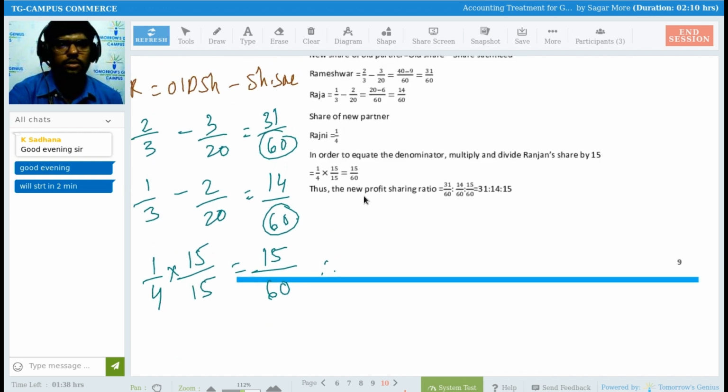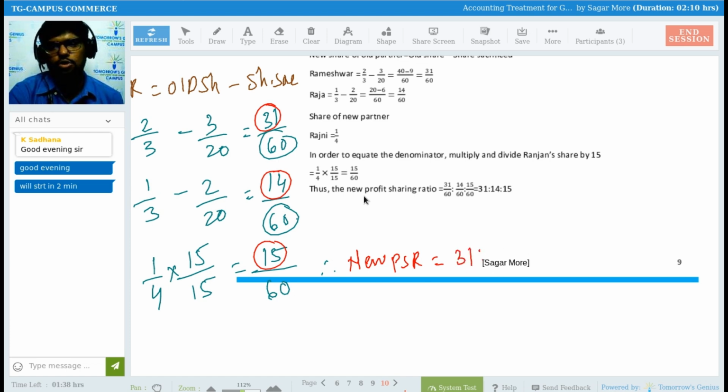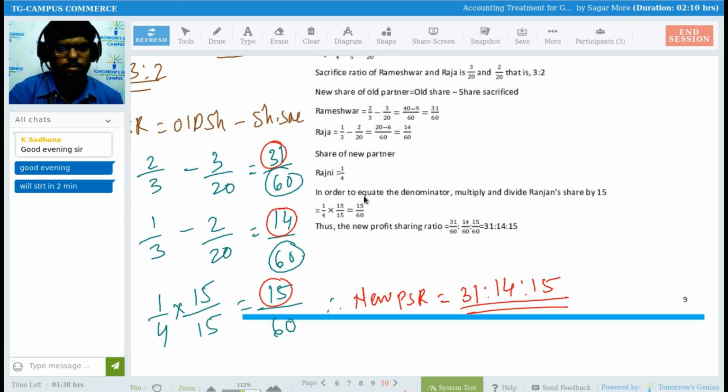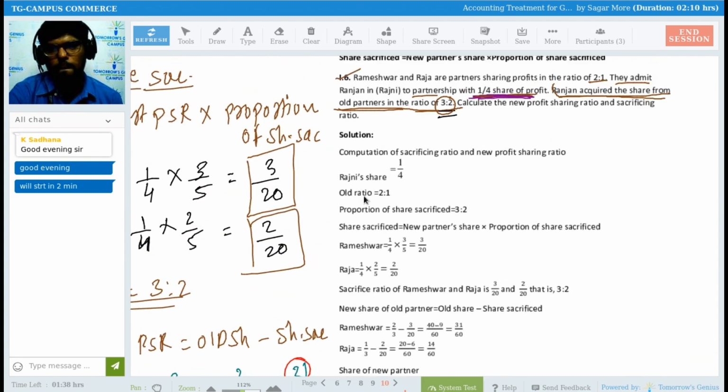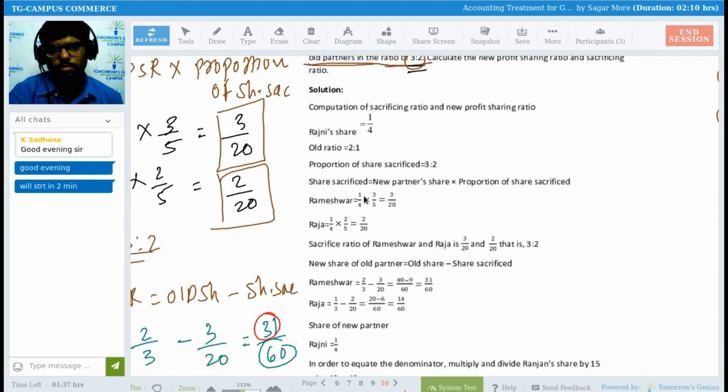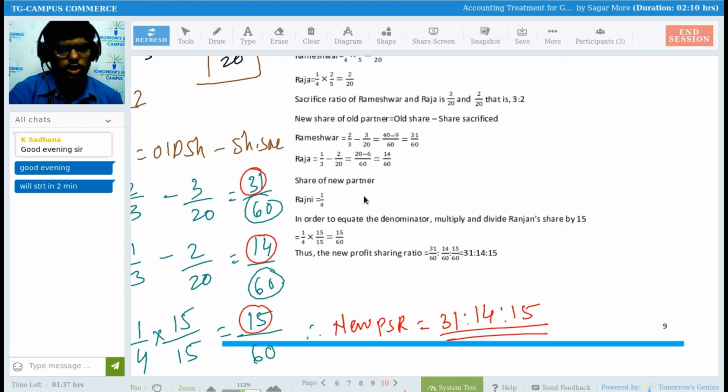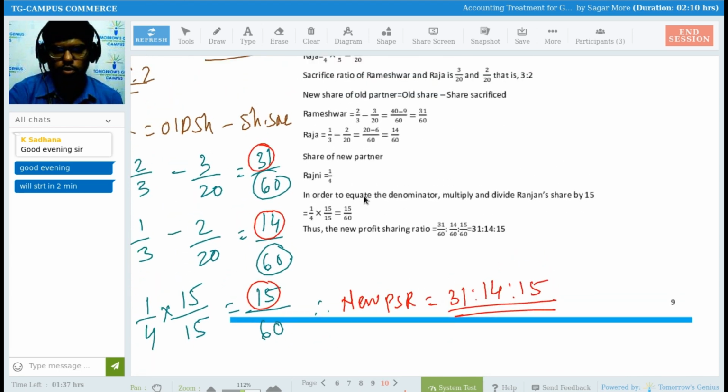So what will be the final answer? Whenever it's a ratio, we have to consider the numerator. Therefore, the new profit sharing ratio is equal to 31:14:15, right? Understood this? Shivarish, Dhanushri, Sadhna, any doubt, any questions so far?